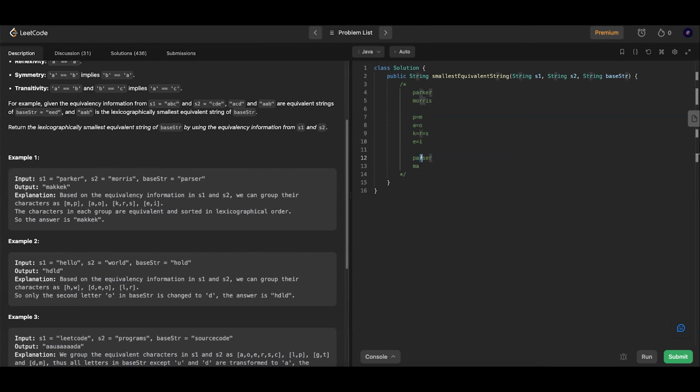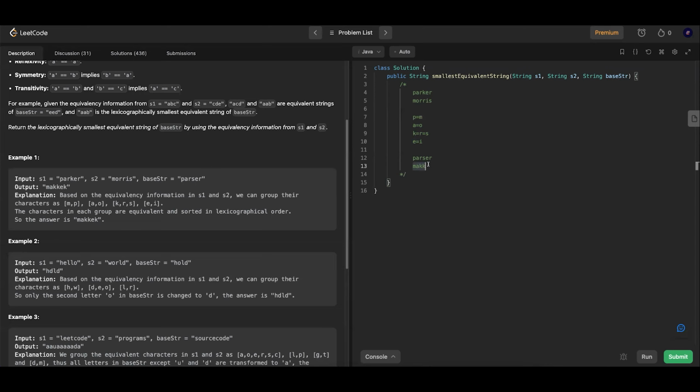Okay. Here we have R. K, R, S are equivalent. So, what is the smallest? K, right? So, we take K. And then we have S. S also. S, R, K are similar. K is the smaller. So, we take K. And next is E equal to I.